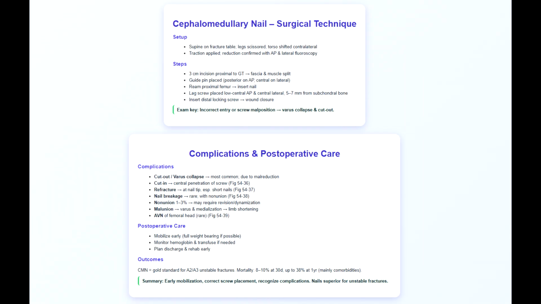In this section, we will focus on the surgical technique of cephalomedullary nail fixation for trochanteric hip fractures and the most important complications associated with this treatment. We will also cover post-operative care, outcome expectations, and future perspectives in the management of these fractures.